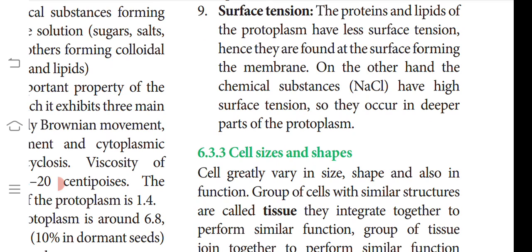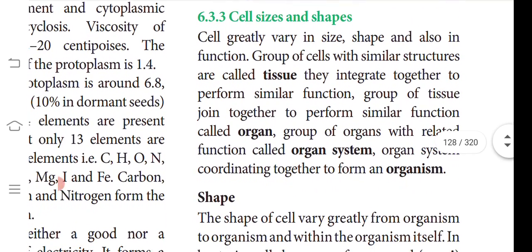Surface tension. Protein and lipids of the protoplasm have less surface tension. Hence they are found at the surface forming the membrane. On the other hand, the chemical substance sodium chloride has high surface tension. So they occur in deeper parts of the protoplasm.